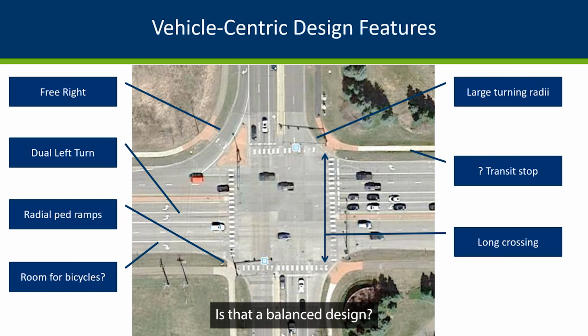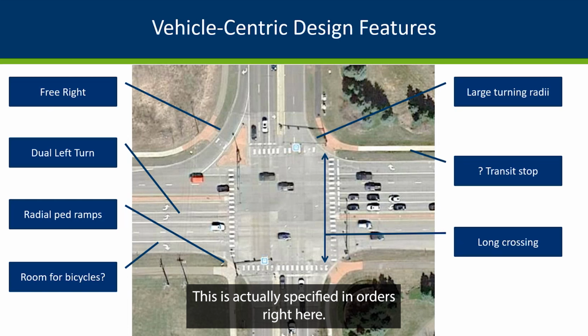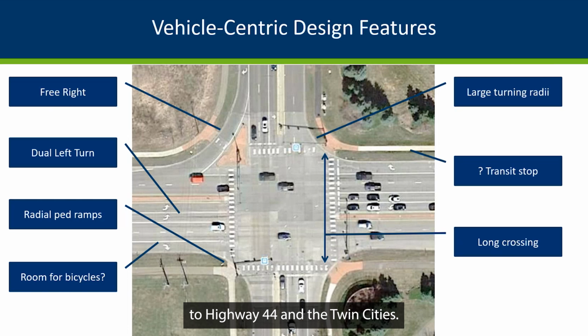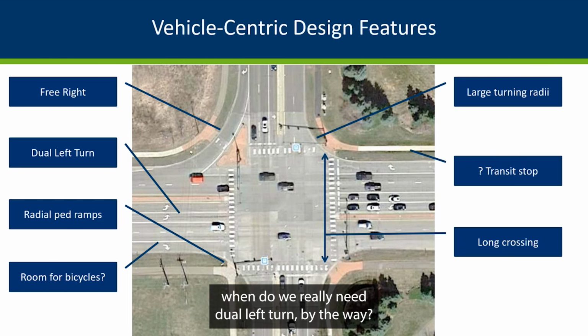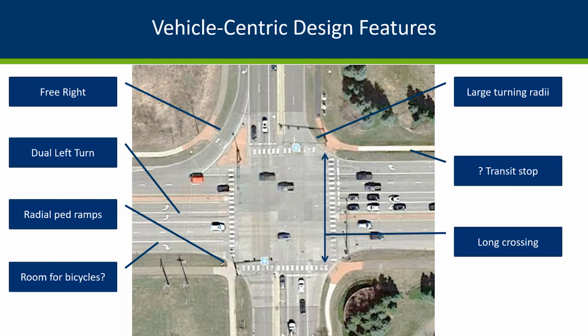Is that a balanced design? Is that right size? Maybe. I mean, we don't know the traffic volumes. I do. This is actually, that's 5 headquarters right here. So this is Penn Avenue and 77th Street, right parallel to Highway 494 in the Twin Cities. But yeah, huge intersection that could be right sized. When do we really need dual left turns, by the way? Like, is that? Dan, I got it.